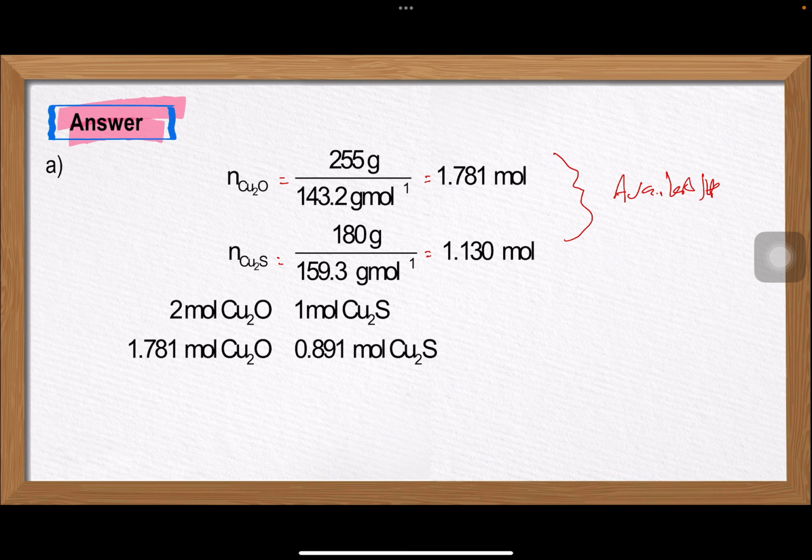From the equation, 2 mole of copper oxide reacts with 1 mole copper sulfide. If we have 1.781 mole copper oxide available, what is the mole of copper sulfide needed? This is the needed mole for copper sulfide. Copper sulfide must be 0.891 mole. So here we can compare the mole needed and the mole available. We can see that the mole available is more than needed.